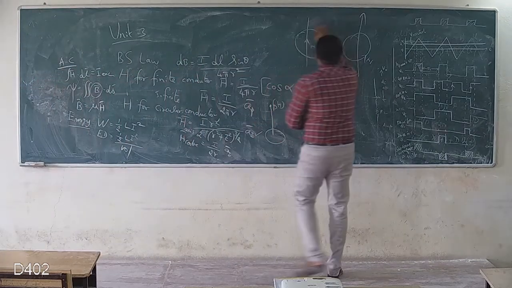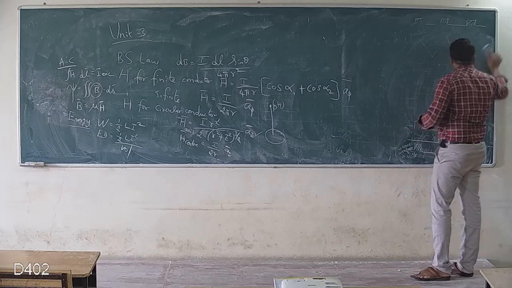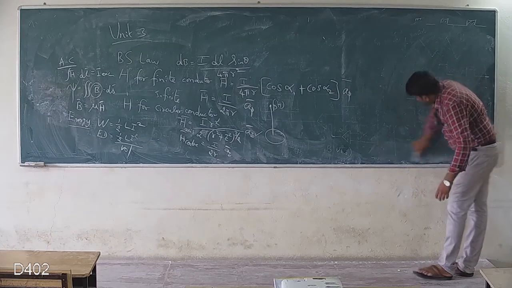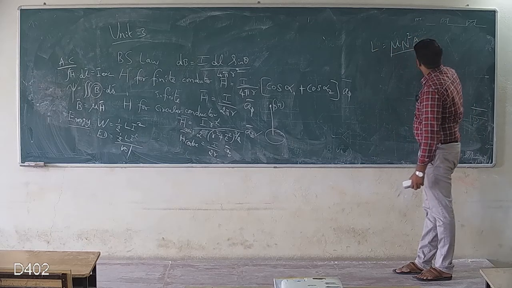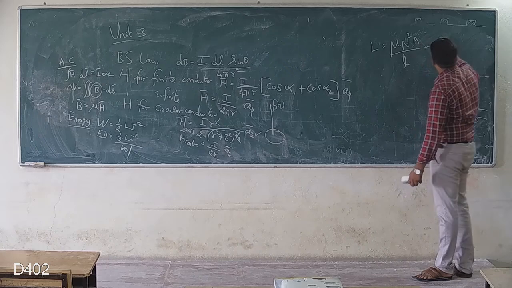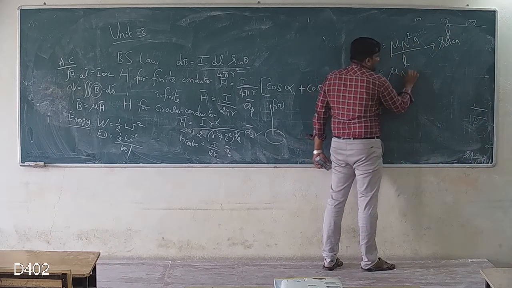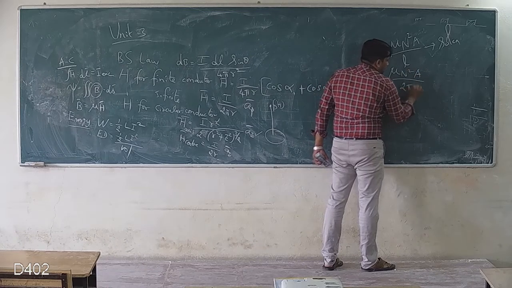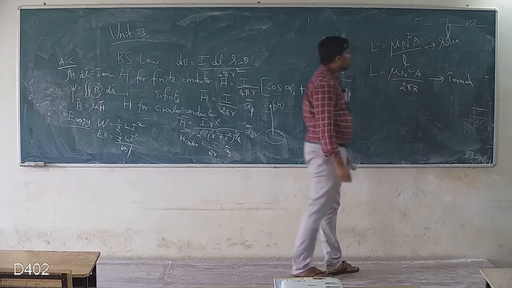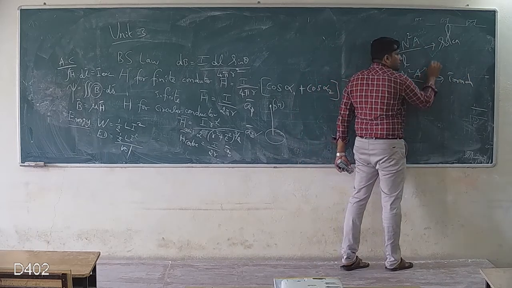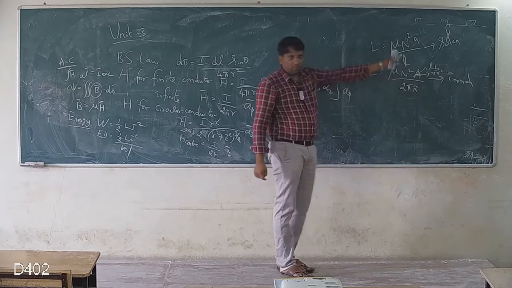Next thing is we have solved the problem based on solenoid and toroid. So with that condition, we took L is equal to mu n square A divided by l for the case of solenoid, and L is equal to mu n square A by 2 pi R in the case of toroid. If it is a rectangular cross section, it is length into breadth. If it is circular cross section, it is pi r square. So that is the one we have solved.